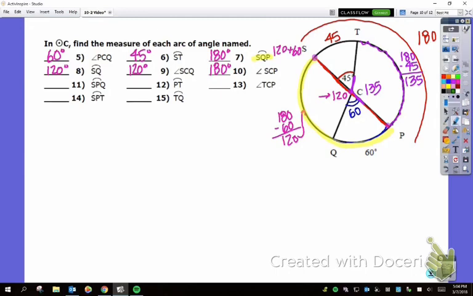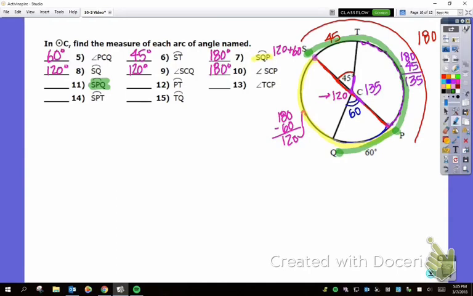I'm going to highlight our arc SPQ in green. So S is here. Then we've got P, which is here, and Q, which is here. So we need to start at S and end at Q, which is right here. So there's two different ways that you could do this.